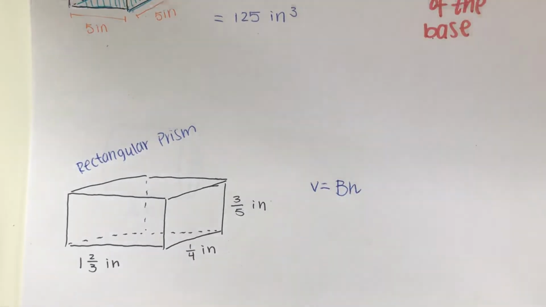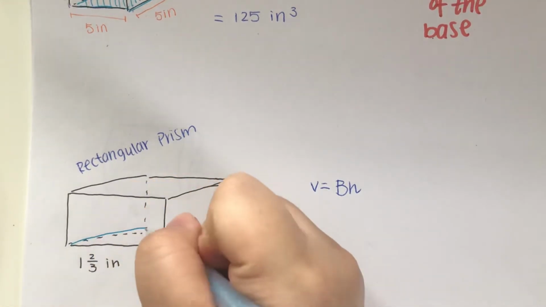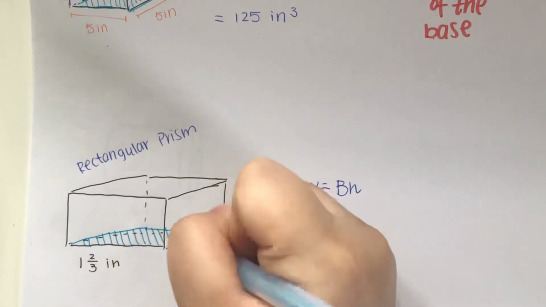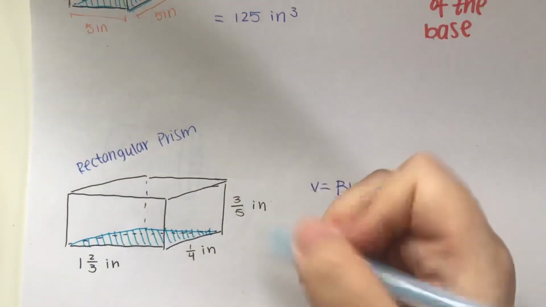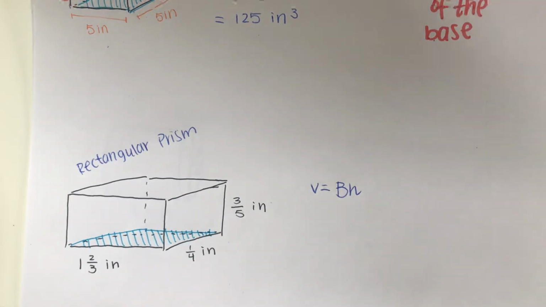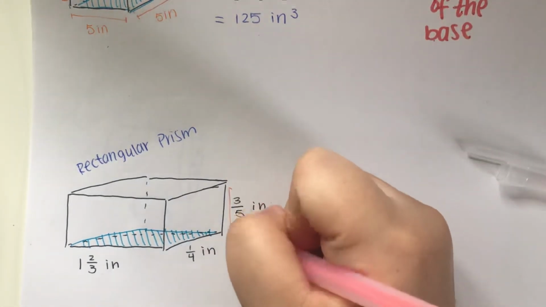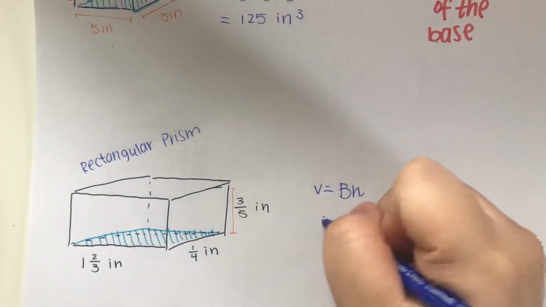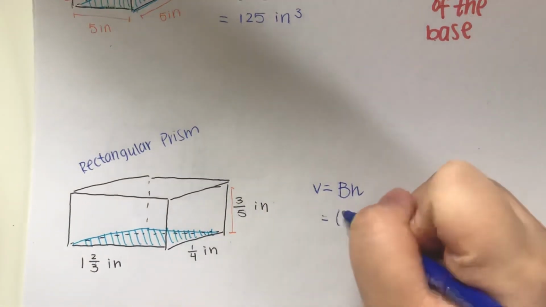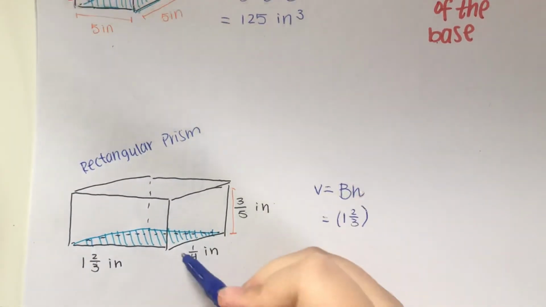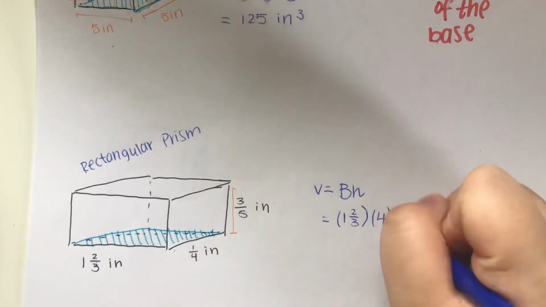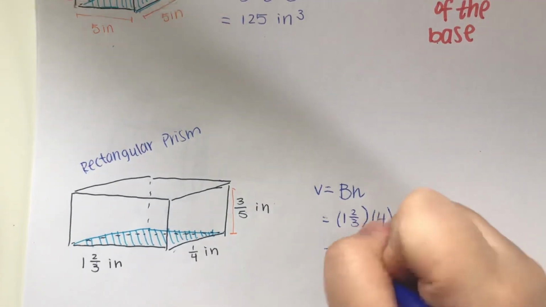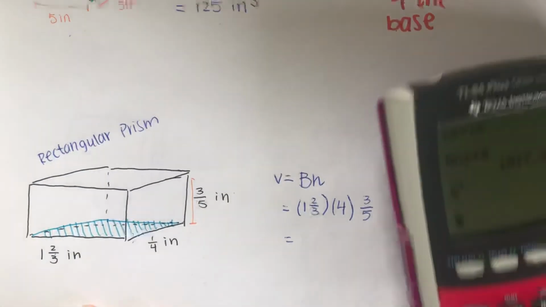Now, let's look at my area of the base. The same thing, it's on the bottom, right? So that means I need to find the area of this and multiply by the height. Height, I'm going to label it in orange. Okay, so now area of the base representing 1 and 2/3 multiplied by the 4 multiplied by the 3/5. Now, some people panic seeing fractions and decimals, but it doesn't really matter, okay?